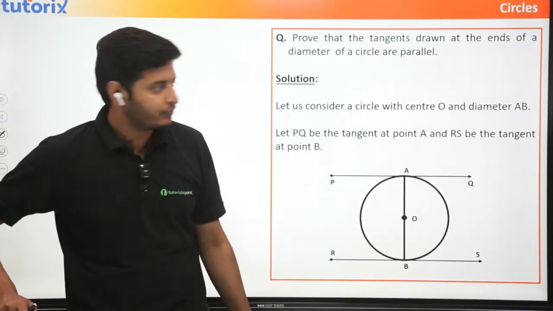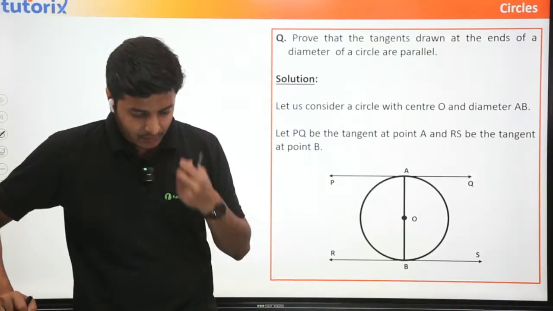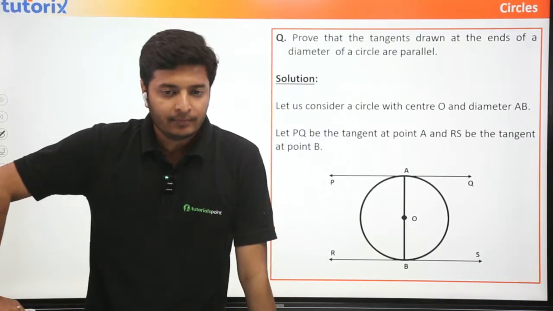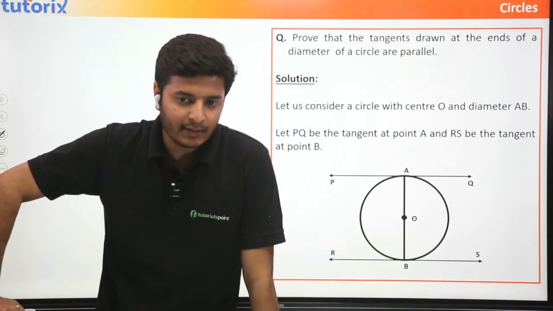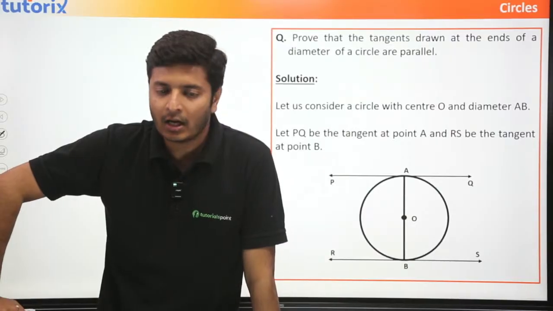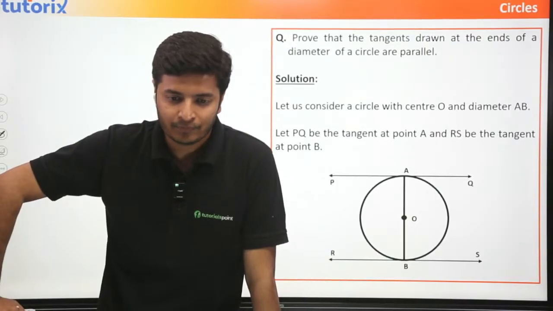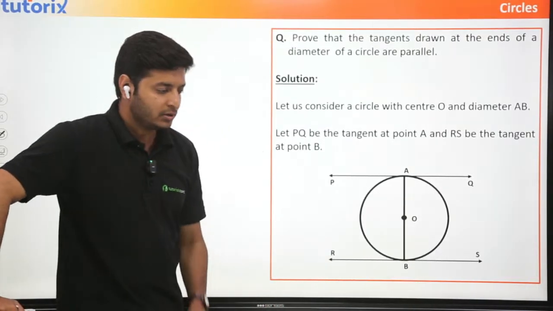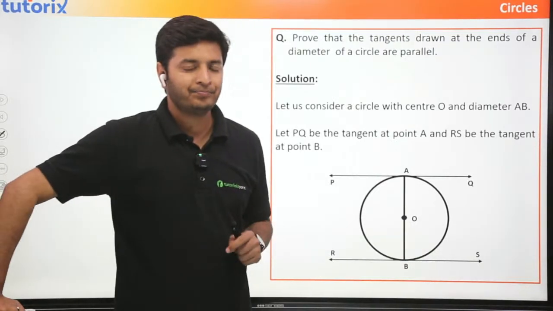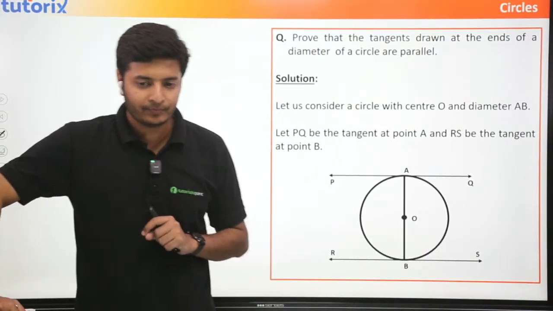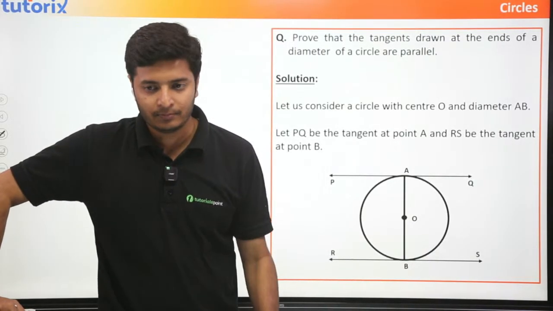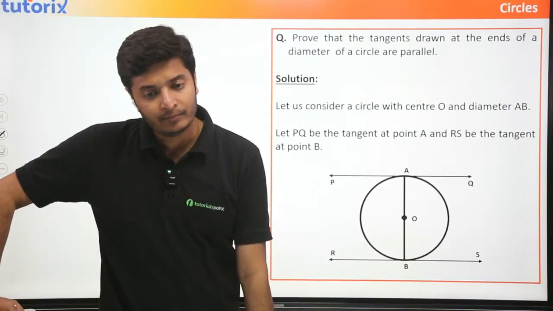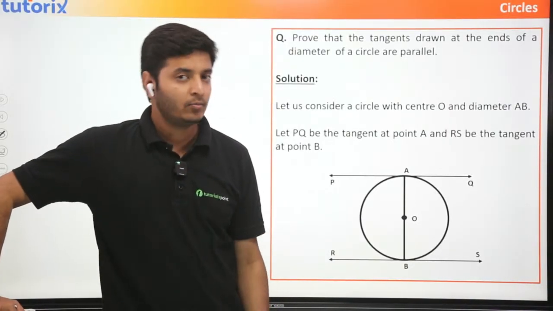Now, this one. Prove that the tangents drawn at the ends of a diameter of a circle are parallel. So, this is a different concept now. What is a diameter? The longest chord of a circle. What is a chord? A line segment joining the two endpoints.